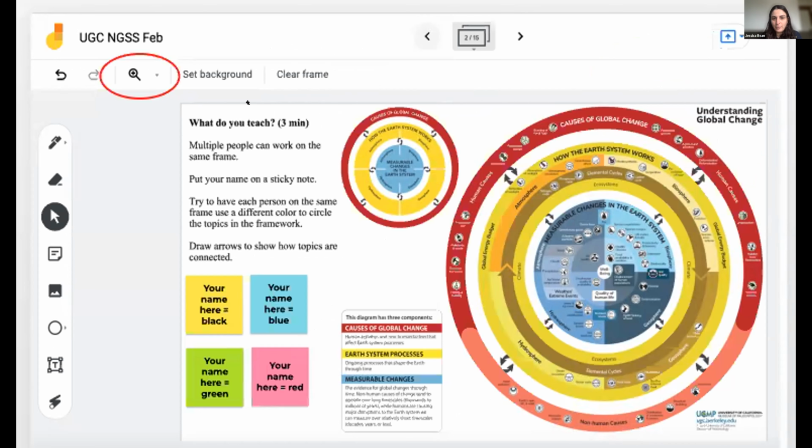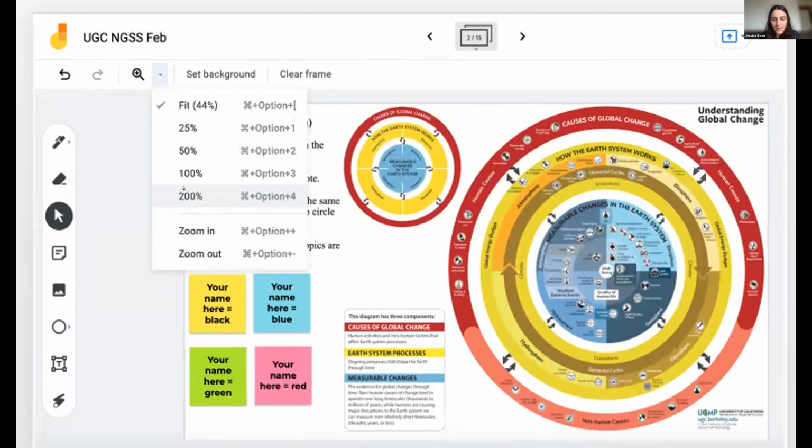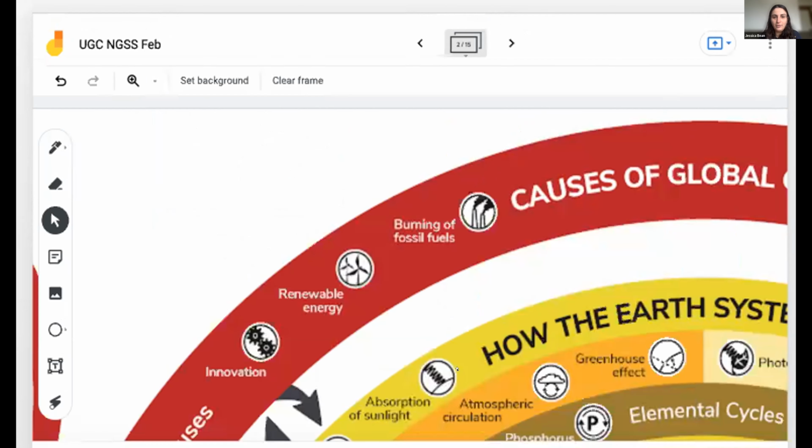So this is what the Jamboard page looks like. And I just want to point out that I know that the font is small, but Jamboard is great because you can zoom in really far. So you can click on this zoom button and you can click like 200 and it'll make the words really big. And then you can scroll around and navigate from there to be able to read everything that's on the infographic on the Jamboard.